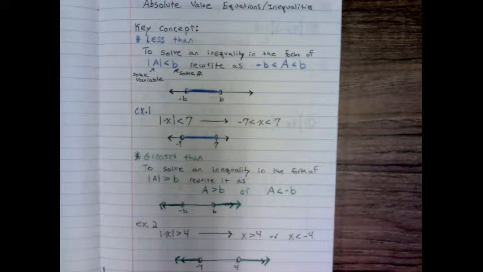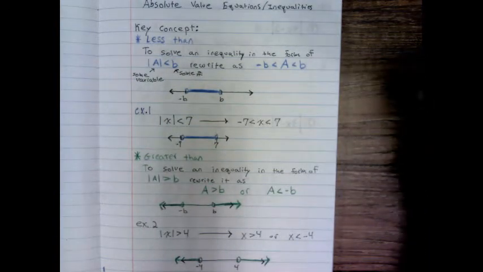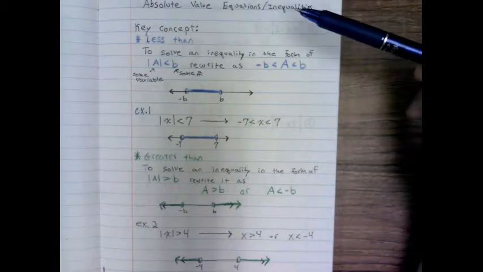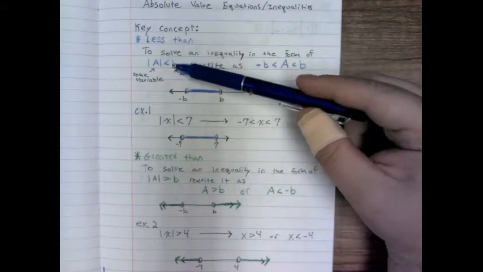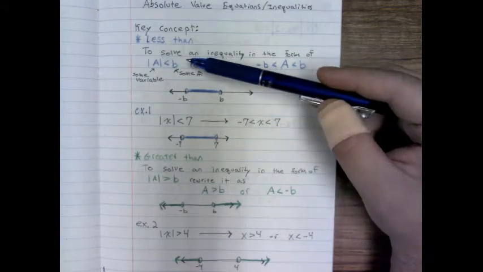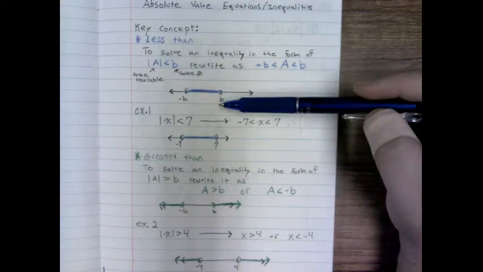So this is what we just talked about, but it's written in a more formal way. This you actually are going to put into your interactive notebook. So it's the key concept. When we have an absolute value inequality that has a less than or a less than or equal to symbol, we're going to treat it as an and inequality.